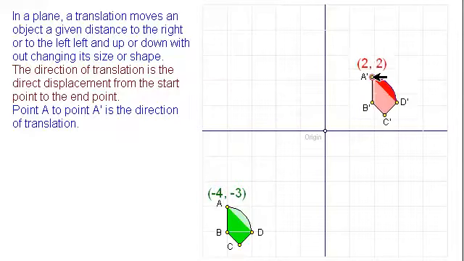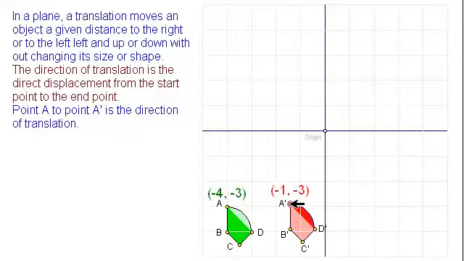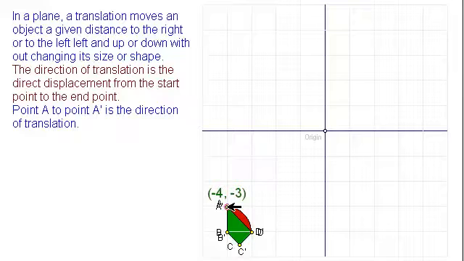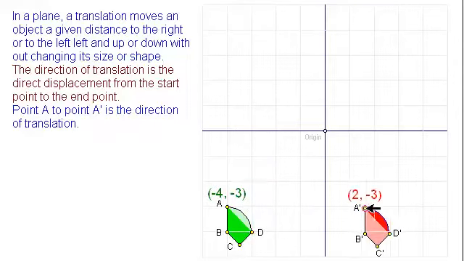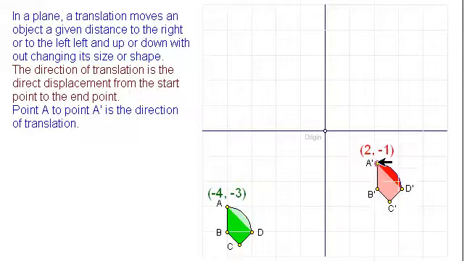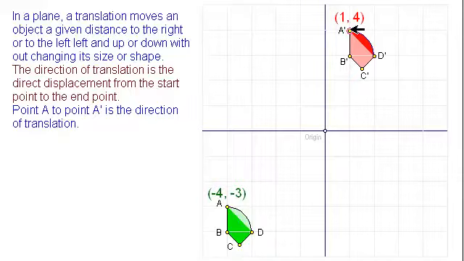The red figure is the figure which we are going to translate. The two of them are together. Now I'm going to move this figure a couple units to the right and then up a couple units. So the new position of the translated image is at point A prime, whose coordinate is 1, 4.